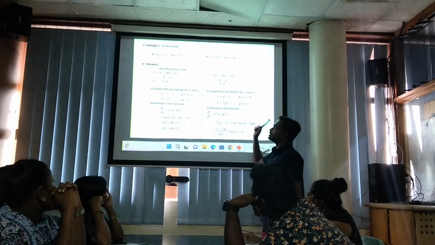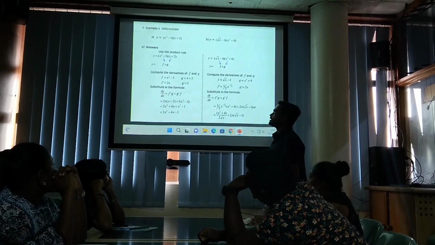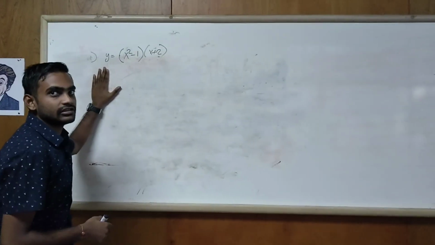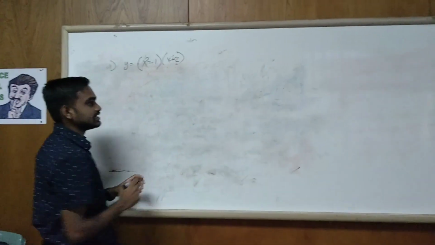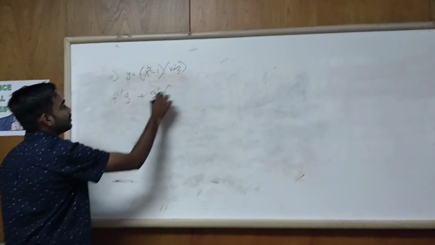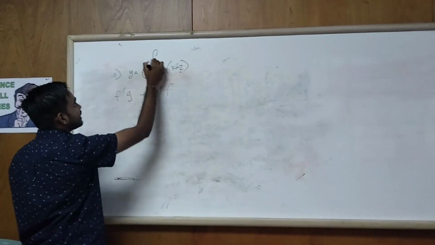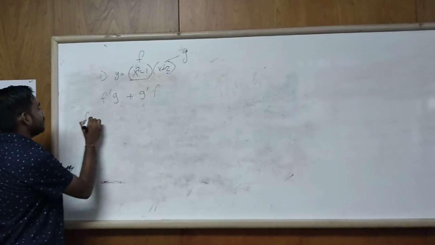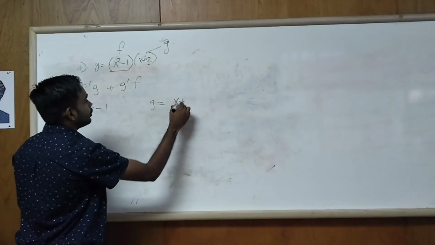Alright, now we're going to solve example 1, question number 8. y equals x squared minus 1 multiplied by x plus 2, right? Alright, may I have your attention on the board, please? y equals x squared minus 1 multiplied by x plus 2. This is the product rule. The formula is f dash g plus g dash f. I told you to memorize this formula. This is very beneficial. So we have to know this is f, this is g. Alright? First thing we're going to do is this. Then f is equal to x squared minus 1. g is equal to x plus 2.